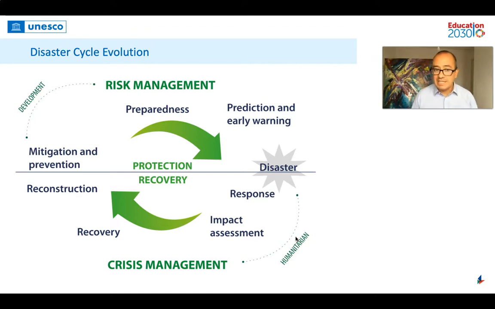So this is how the disaster cycle is now evolving, and it's very important for us to understand the different elements of this disaster cycle, because planning education and planning school safety and planning all the elements related to disaster risk reduction education need to incorporate these elements and adapt to each of the different moments that we will have in this disaster cycle.